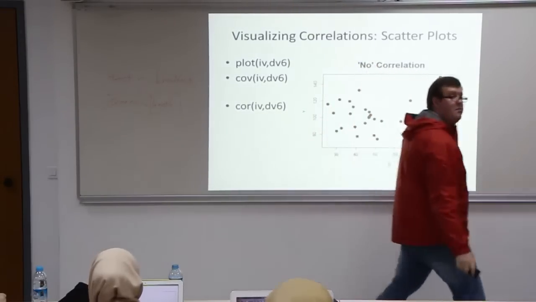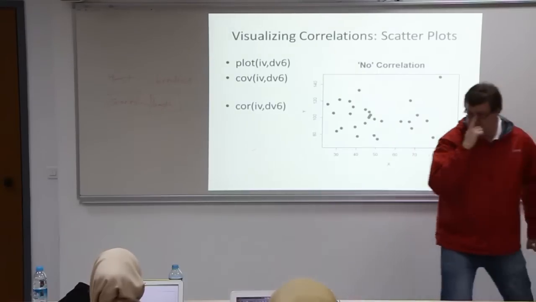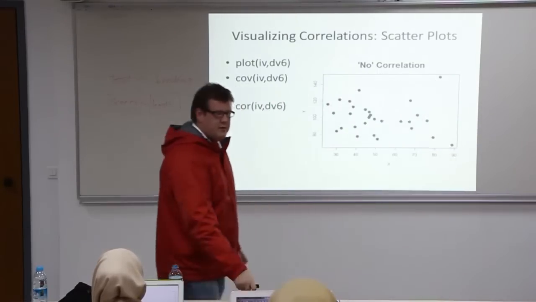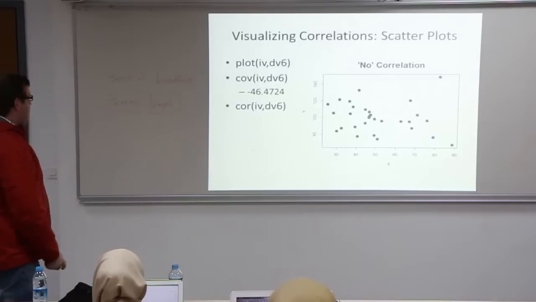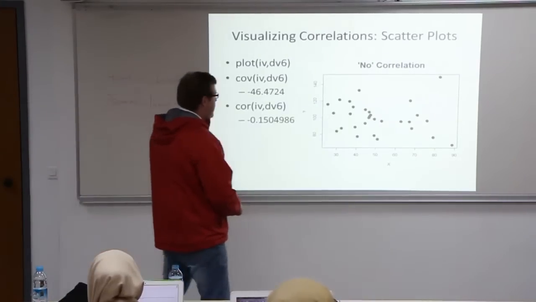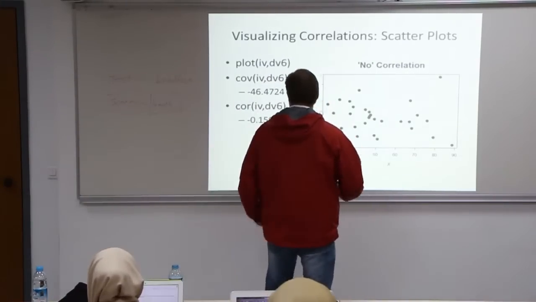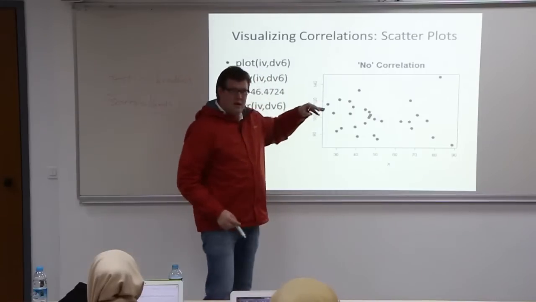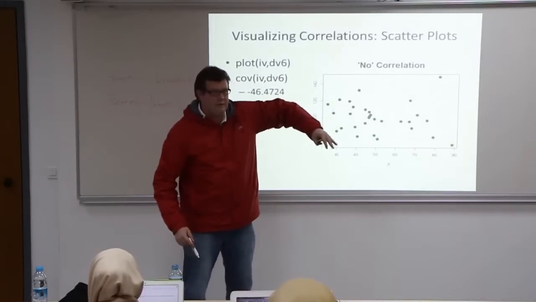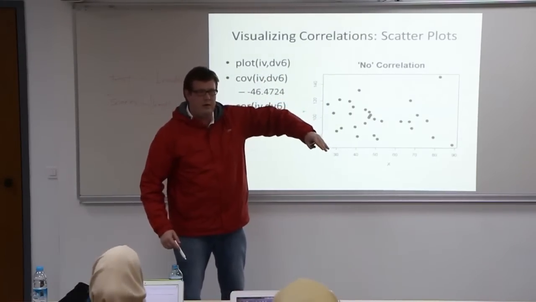So negative 0.15 for the correlation. How about the covariance? Minus 46 and minus 0.15. So this suggests that we have some type of negative relationship, right?